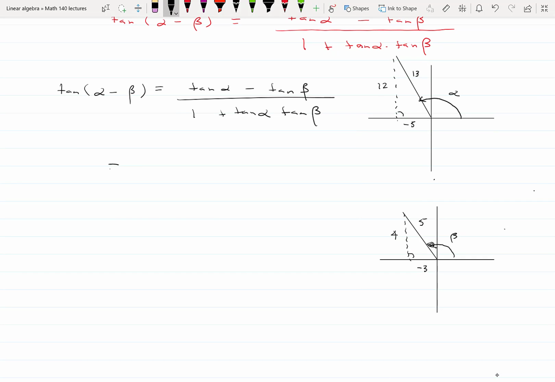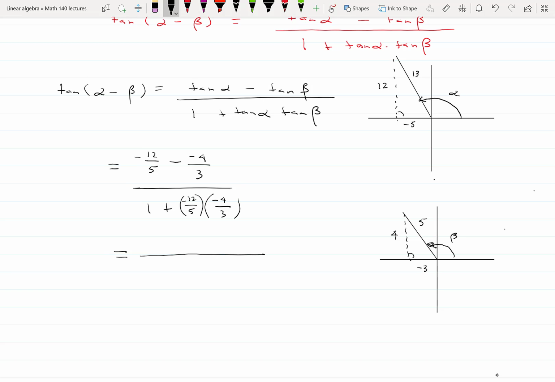So let's compute this. Look at the angle alpha. The tangent of alpha is 12 over negative 5, or negative 12 fifths, minus the tangent of beta, which is 4 over negative 3, so minus negative 4 thirds, all over 1 plus the tangent of alpha, negative 12 over 5, times the tangent of beta, negative 4 over 3. Okay, it's a messy little number, but it's just a number nonetheless. So let's compute this number, and then we'll be done with our video segment.